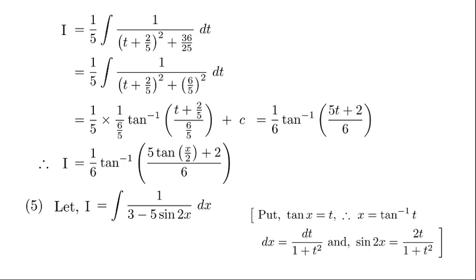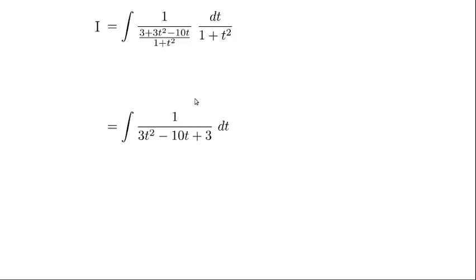So put tan x equal to t this time. Therefore x equals tan inverse of t, and dx is dt upon 1 plus t square. And we have got only sine 2x, so I have taken only the value of sine 2x. Sine 2x is again 2t upon 1 plus t square only. So it becomes 1 upon 3 minus 5 times 2t upon 1 plus t square. dx is replaced by dt by 1 plus t square.